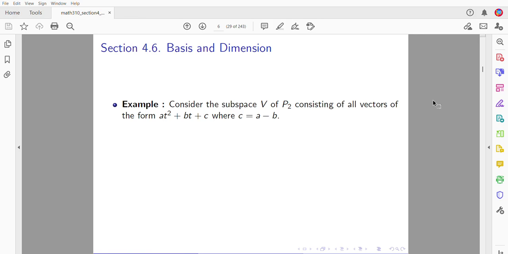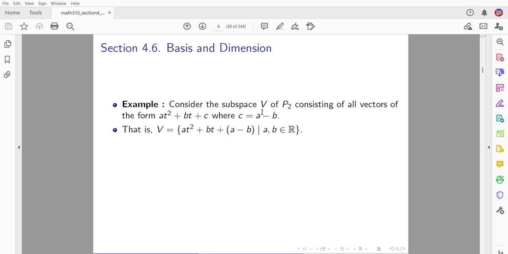Alright. Now let's look at an example. Consider the subspace V of P2. P2 stands for polynomials of degree less than or equal to 2, consisting of all the vectors of the form at squared plus bt plus c. So you're looking for all polynomials of degree 2 or less with the condition that the constant c has to be a minus b. So this coefficient minus this coefficient must be this c. So in other words, your V, it is a subspace of P2. It should look like at squared plus bt plus a minus b, a minus b being the constant term.